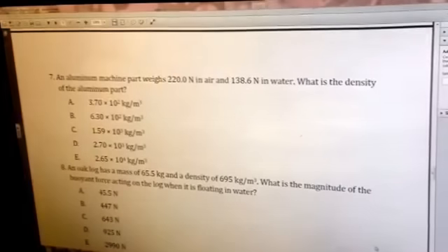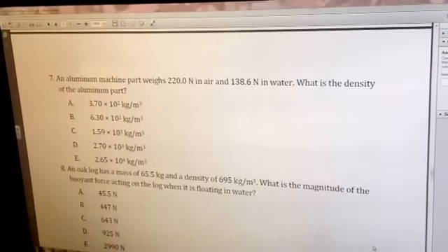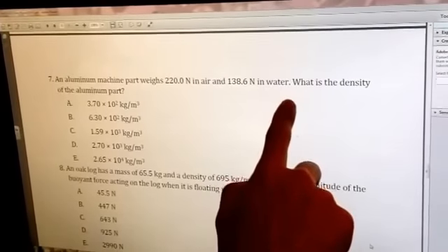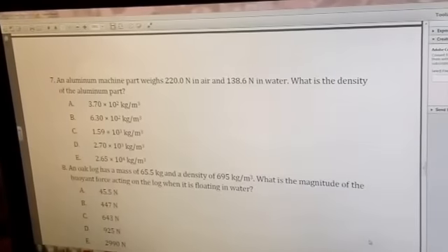An aluminium machine part weighs 220 newtons in air and 138.6 newtons in water. What is the density of the aluminium part? So let's write that down.